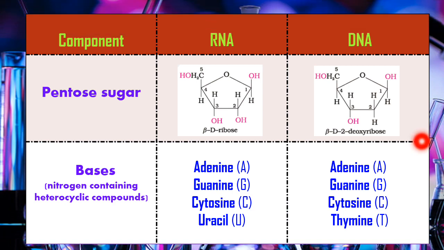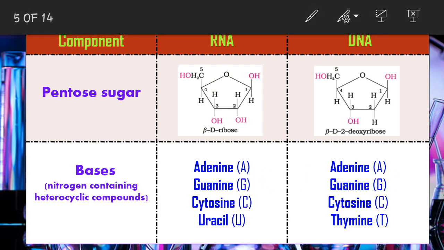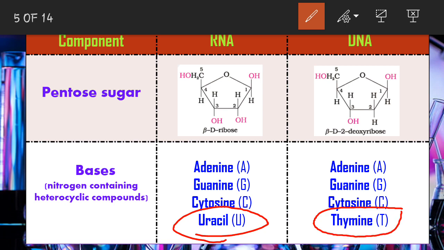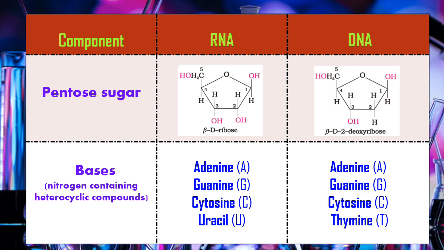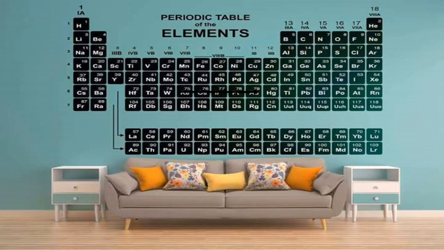And the bases, the nitrogen-base heterocyclic compounds present in RNA, are adenine, guanine, cytosine and uracil, whereas DNA is composed of adenine, guanine, cytosine, and the fourth one is different, that's thymine. So when you compare the bases present in RNA and DNA, the first three bases are the same: adenine, guanine, cytosine. The fourth nitrogen base is different. In RNA we have uracil, whereas in DNA we have thymine. So these are the two components, pentose sugar as well as nitrogenous bases. Apart from these two, nucleic acids contain a phosphoric acid moiety.